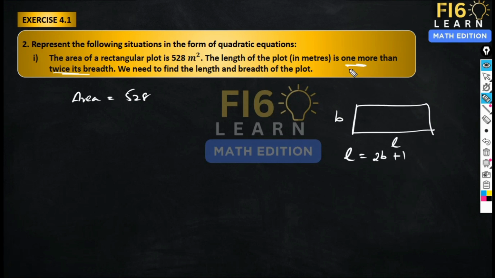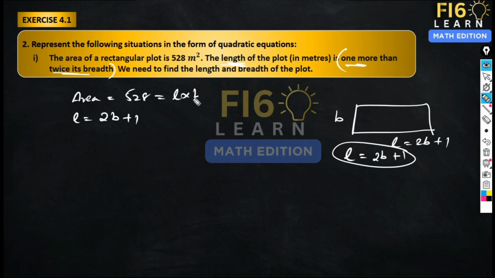This entire thing is equal to the length. So L is equal to 2b plus 1. This is what is given in the question. So instead of this L we are going to use this 2b plus 1 here. Now what we got here is L is equal to 2b plus 1, and you know the formula for area is L into b.